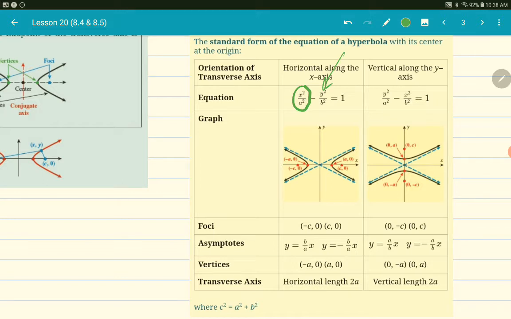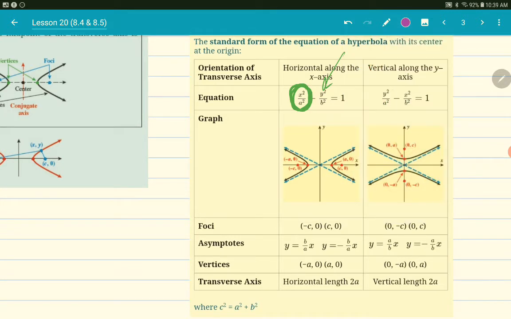Notice A and B can be switched. There's no rule like with an ellipse, where A had to be larger than B. The magnitude of A and B doesn't matter anymore. What matters is which one's positive and which one's negative. Whichever one is positive comes first, and that dictates if it's going to be horizontal or vertical. Since we're starting with x squared on this one, that x squared is positive and the y squared is negative, that tells us it's horizontal, and it opens left and right.